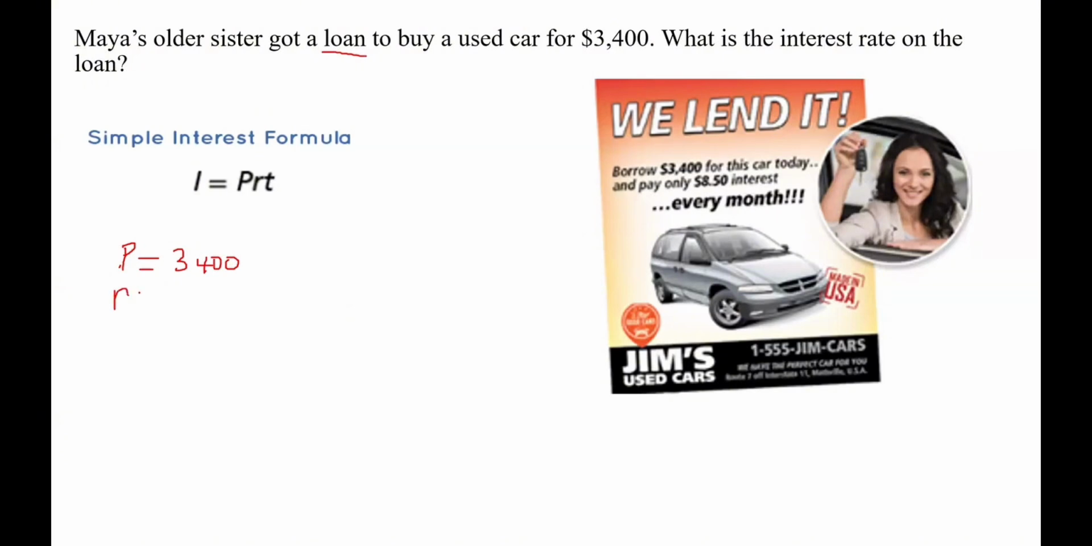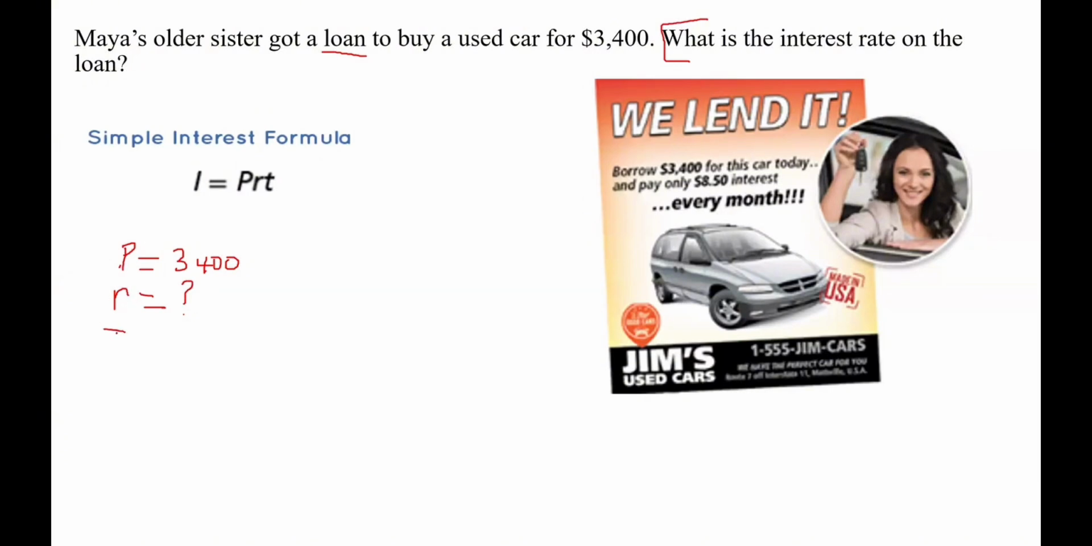R is for rate or interest rate. Whether you see the word rate or interest rate, both of them mean the same thing. R is what we are finding because the question says, what is the interest rate on the loan? This means you are finding the rate. We don't know the rate, so we are going to put a question mark. I'm just going to call it R.